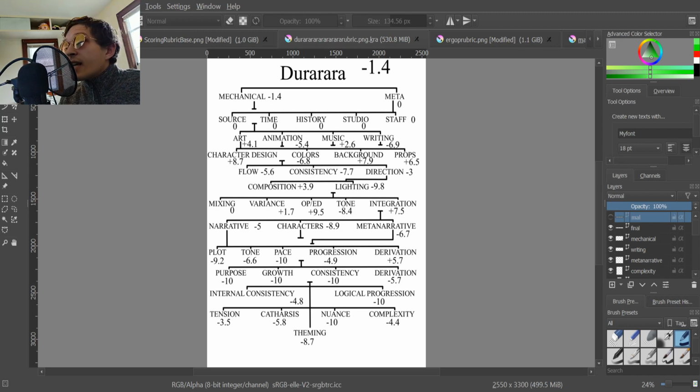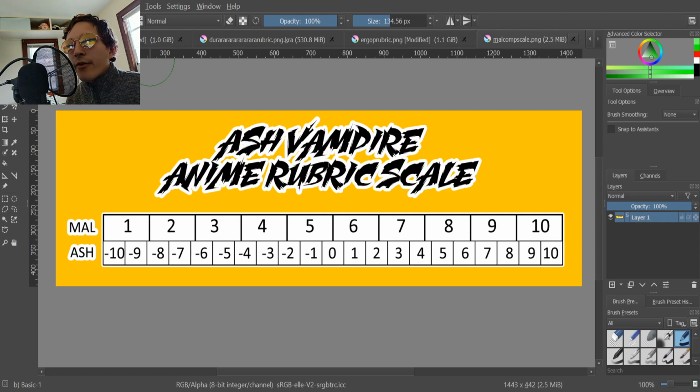So I said that we had a thing up at the top of the original that said maladjusted, right? Because MAL obviously does not have a -1 value that you can apply to it. So I want this to be able to be used by people who still want to score things on MAL. I want you to be able to take this value and use it to influence your MAL score and put it where it should be on MAL. So I have this other chart here, the rubric scale. On the top we have MAL's 1 through 10, and on the bottom we have my -10 to +10. And this is how this works.